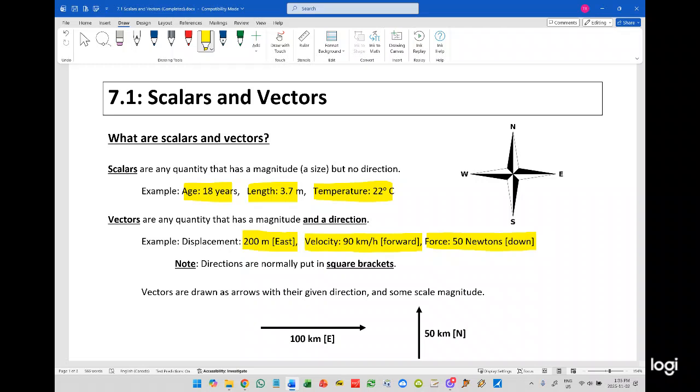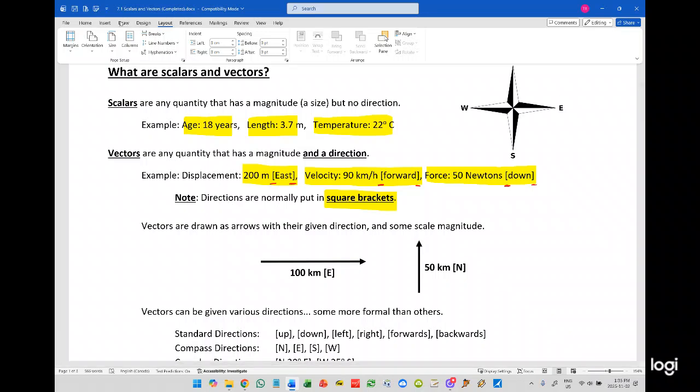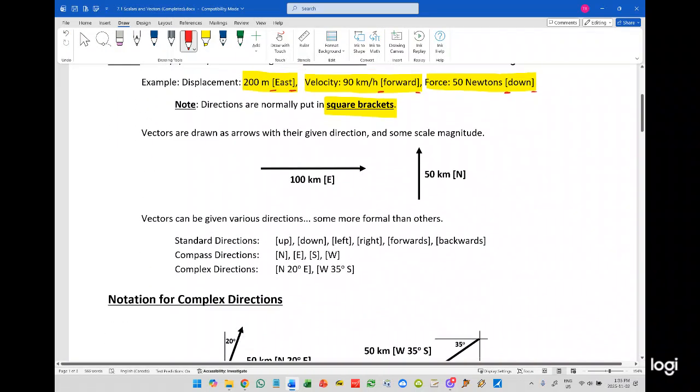Directions, whenever we use them, are going to be put into square brackets, and you can see that in all the examples that we've done here. We've got square brackets on east, square brackets on forward, and square brackets on down. It's just so that we don't confuse it with other notations, since there are lots of things in math that use round brackets. Okay, so vectors essentially are just going to be arrows as far as representing them goes.